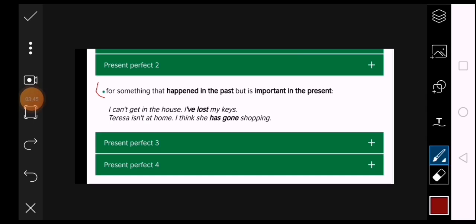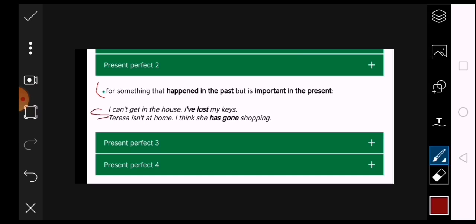The third use of the present perfect is for something that happened in the past but is important in the present. For example, I can't get in the house. I've lost my keys. That means you can't get in your house, but it is important to get in. So you should find your keys. But you can't because you have lost your keys.